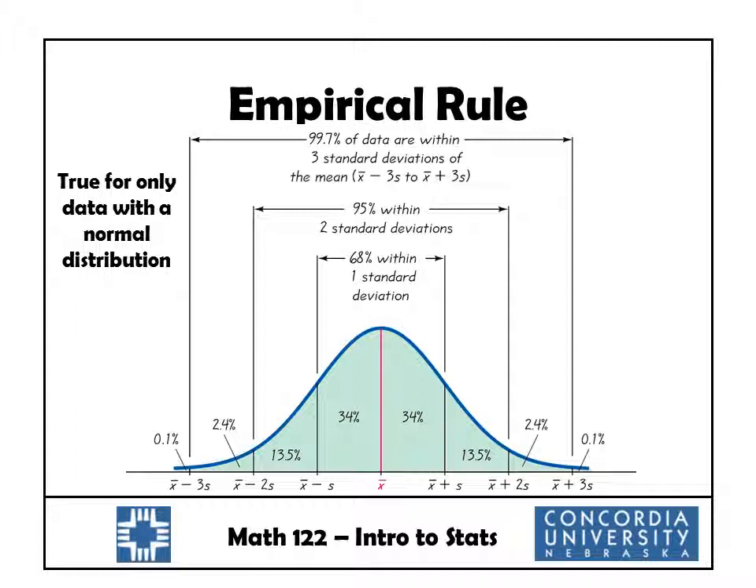If we look at the range from x bar minus 2 times s up to x bar plus 2 times s, we get a wider range of values. Those values we say are within 2 standard deviations of the mean. The rule says that 95% of our values are within 2 standard deviations of the mean. And then lastly, it says that 99.7% of our values are within 3 standard deviations of the mean.